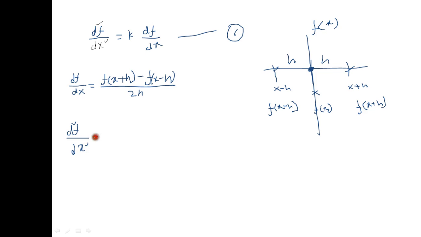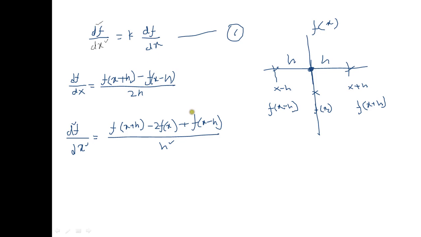So what is d²f/dx²? Using the central difference equations, we know f(x+a) - 2f(x) + f(x-a), divided by a². So you have got the two approximations of this.